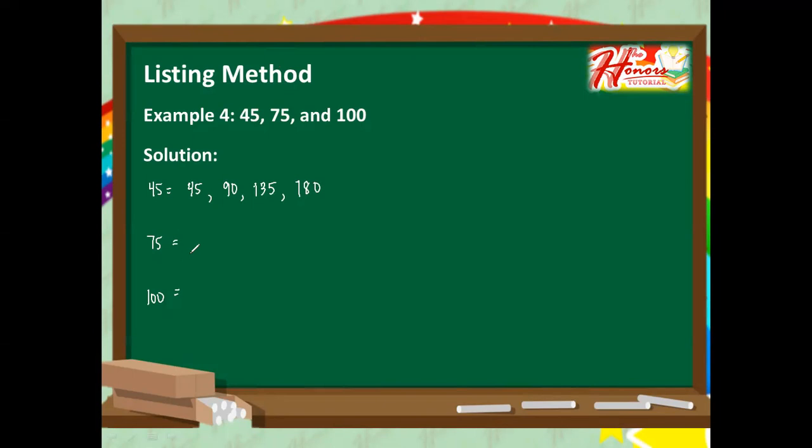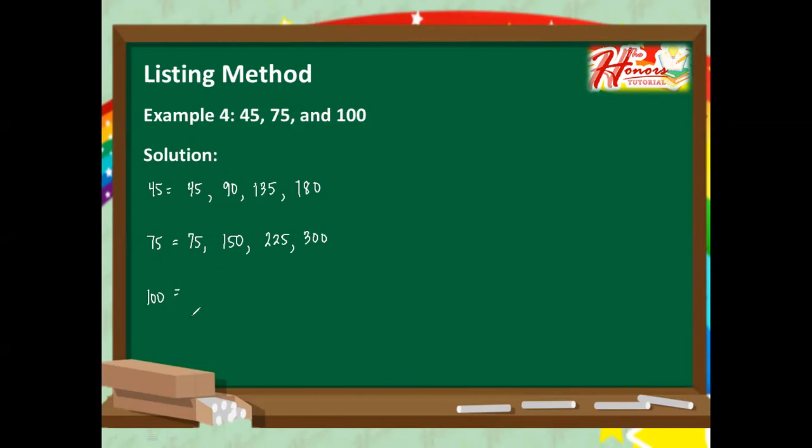Let's start with 75. 75 times 1, that's 75. 75 times 2, that's 150. 75 times 3, that's 225. And 75 times 4, that's 300. Oh, there's no number that match. So therefore, we have to continue 45 and 75.